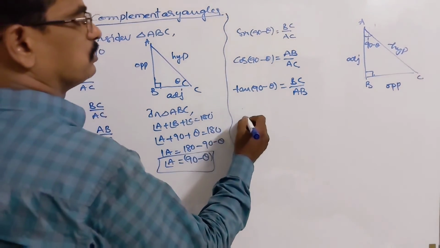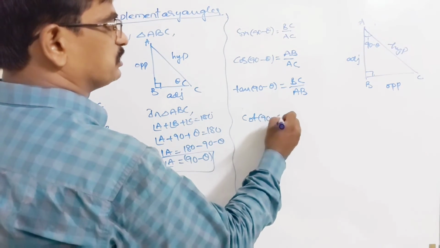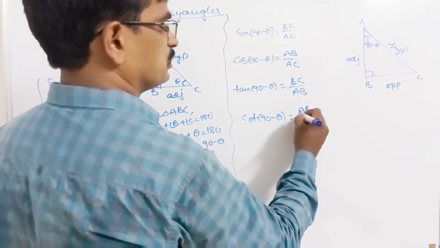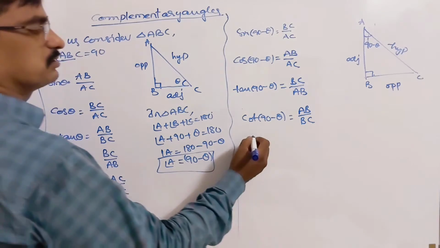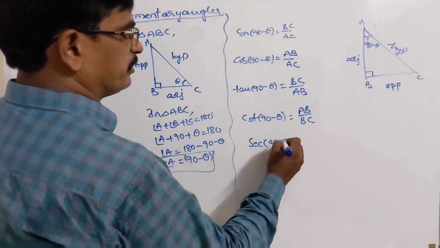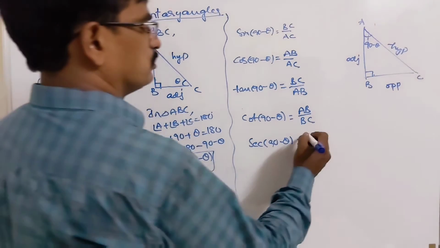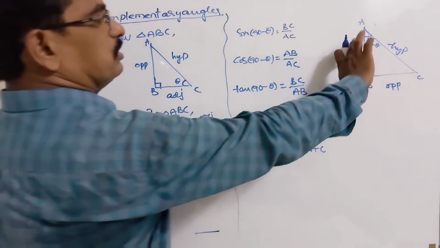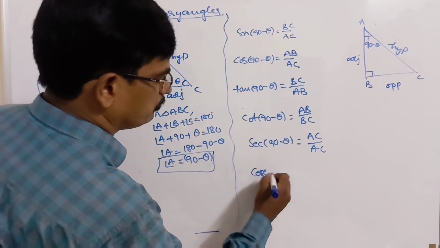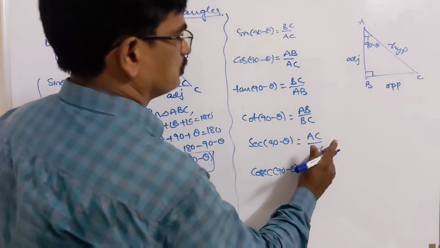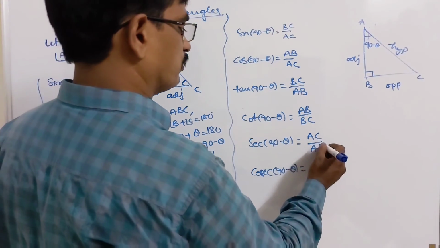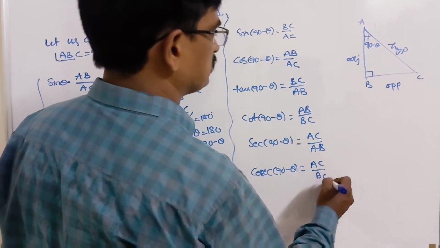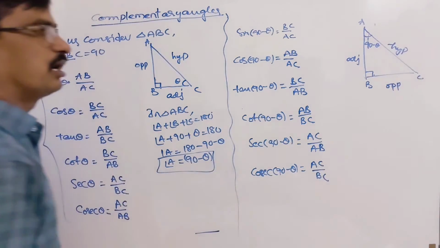Next, cot of 90 minus theta is equal to adjacent side by opposite side, that is AB by BC. Next, secant of 90 minus theta is equal to AC by AB. AC means hypotenuse by adjacent side. Next, cosecant of 90 minus theta is equal to AC by BC. AC is hypotenuse, BC is opposite side.